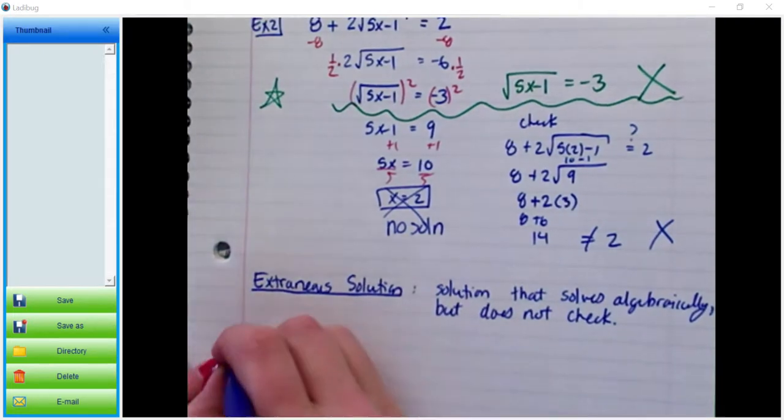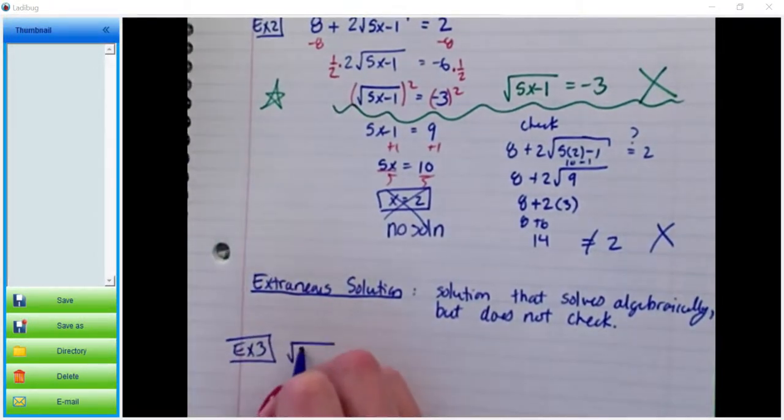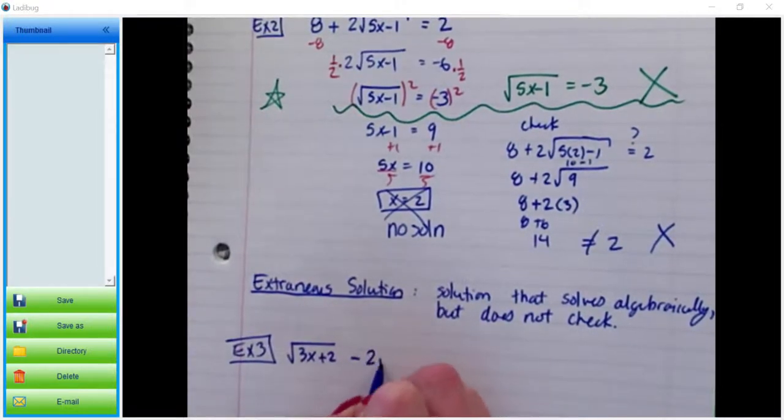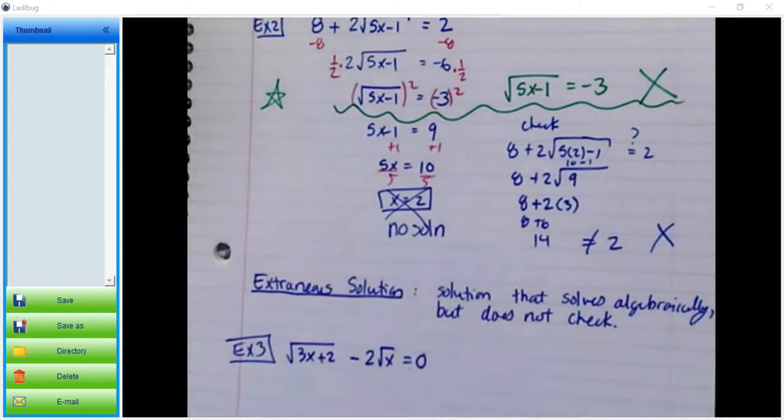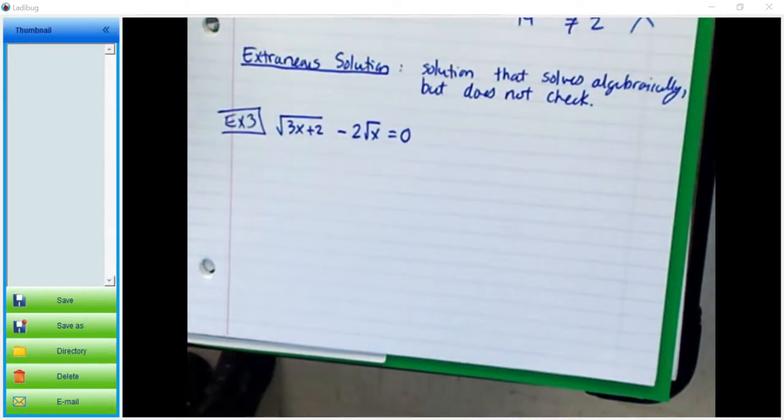Okay, let's do our last example for today. Okay. Root 3x plus 2 minus 2 root x equals 0. Oh, it's different. We have 5 minutes. We can do it. This is our last example today. I have more than one x. Means I can't isolate. I don't even have like terms.